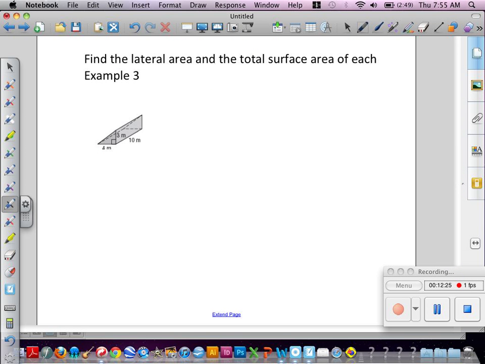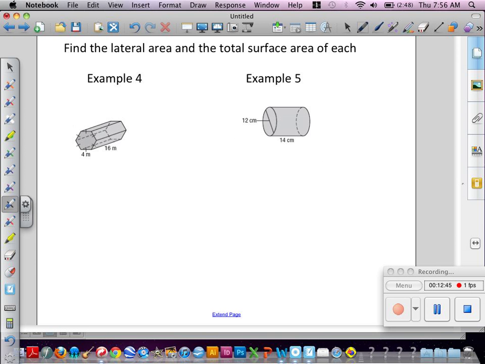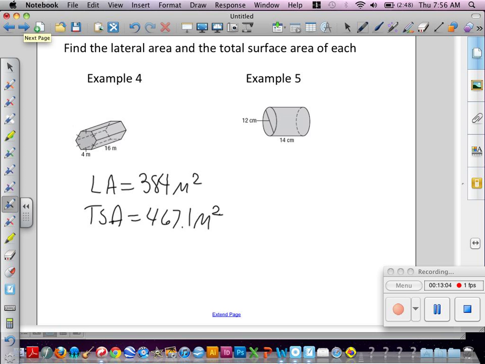All right, on this one, I'm just going to write the answer down. You might be interested in doing those calculations. My LA is 120 meters squared, and then my total surface area is going to be 132 meters squared. In example number 4, same thing here. I'm just going to write the answer down if you want to try that on your own or maybe before a test or quiz. 384 meters squared, and then my total surface area, 467.1 meters squared.